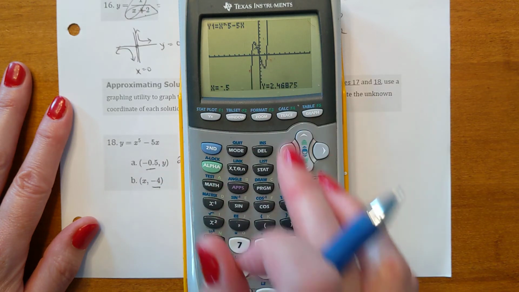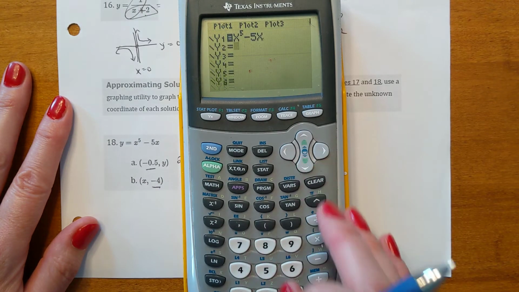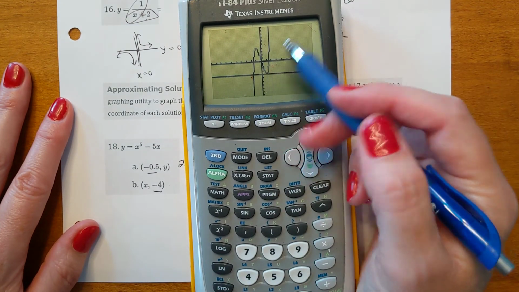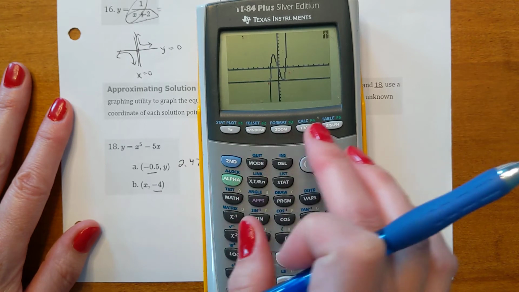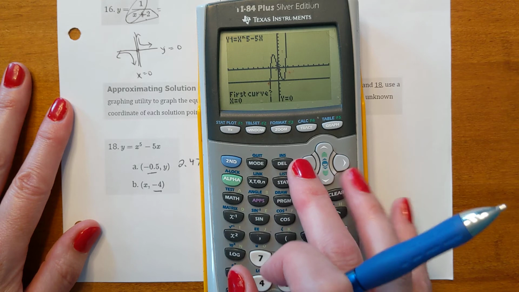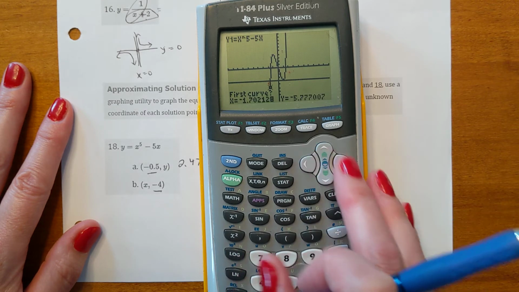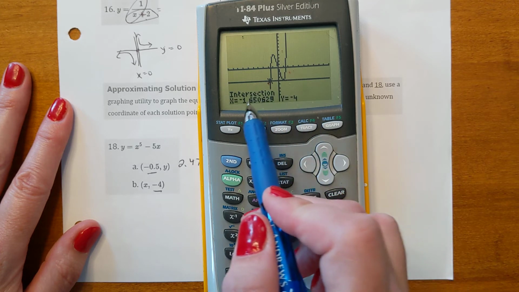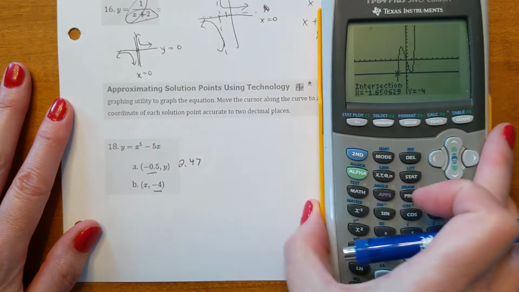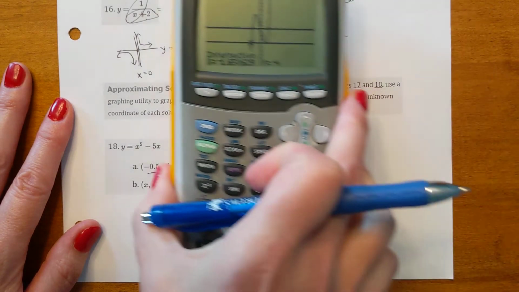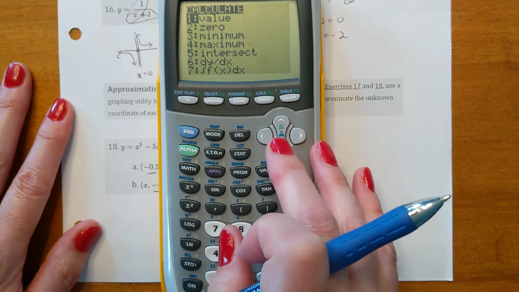Well, it's going to have 2 answers. When y is equal to -4, you can see it intersects right here and right there. So I'll find those points. Second, calculate, go down to choice 5, the intersection. So I'm going to take the spider over to the first curve, second curve, and just hit enter a whole bunch of times. It'll give you the answer. So at y equal to -4, we've got -1.65.